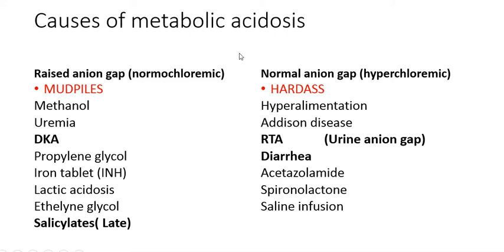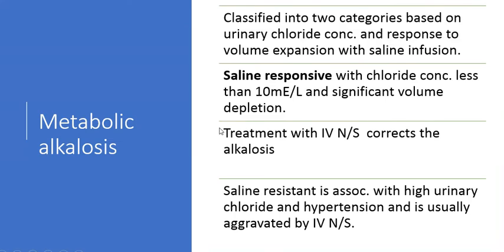So now, if you have a case of metabolic acidosis, you first want to find out the cause. You check anion gap, right? When you find out the anion gap, if the anion gap is raised, the causes belong to this category. If the anion gap is normal, it belongs to this. The main causes of normal anion gap metabolic acidosis are renal tubular acidosis and diarrhea, right? You can differentiate the two by using what we call urine anion gap. I'll tell you what urine anion gap is in another video. Let's look at metabolic alkalosis.